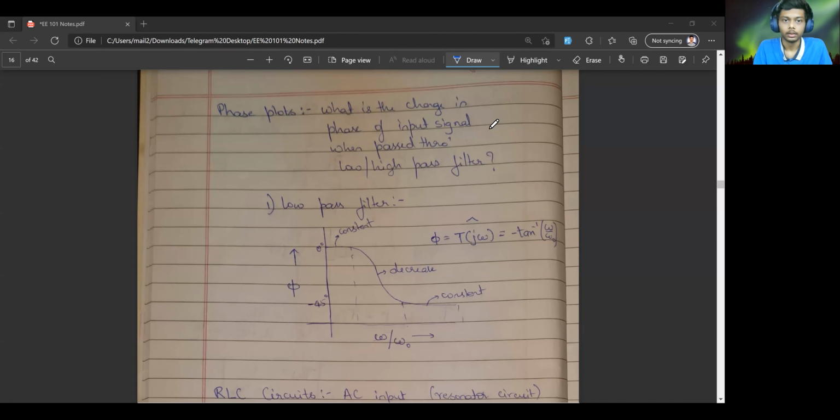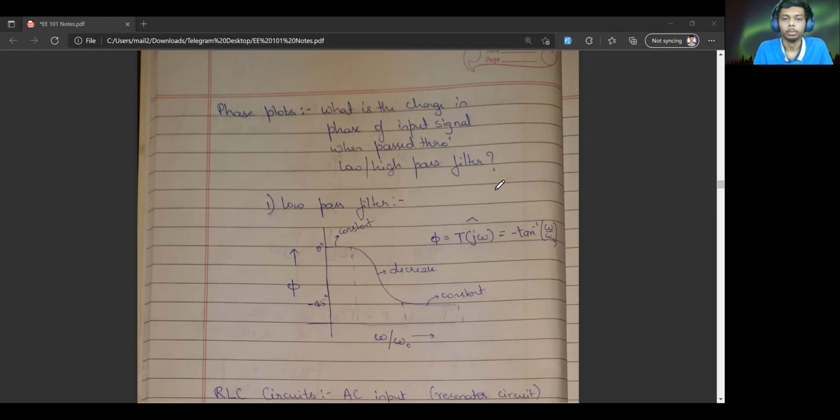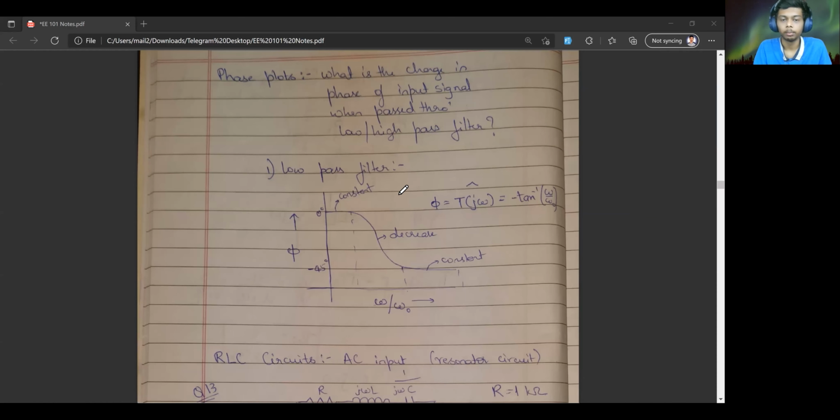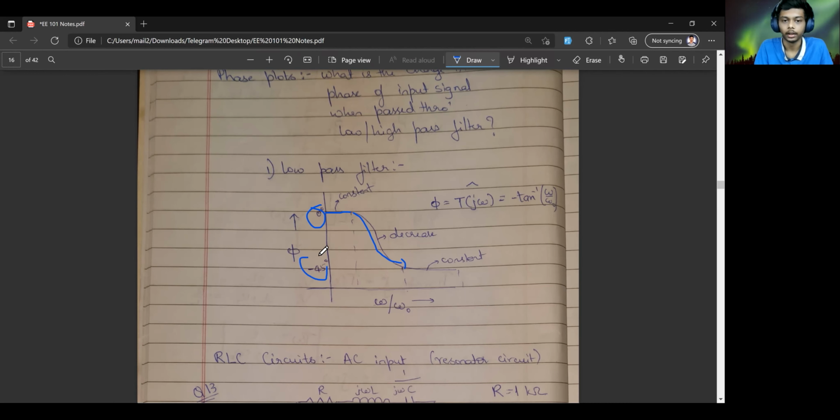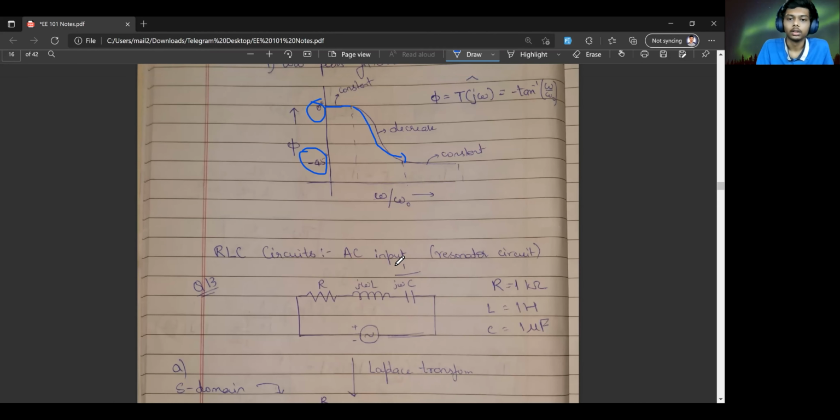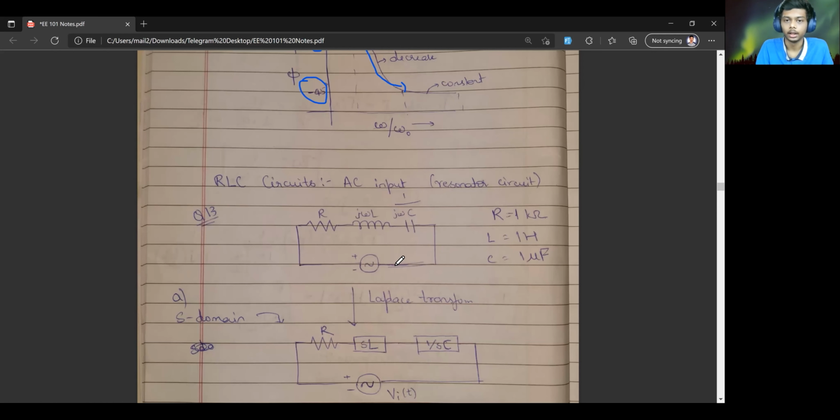Okay, so now moving on to the phase plots. We learned how to plot the frequency response curves for the circuits. Now let us learn how to plot the phase plots of the low pass and high pass filters. By phase plot we mean how the phase of the output signal changes with respect to the phase of the input signal. For a low pass filter at low frequencies, you get a phase difference between output and input of zero. But as you keep on increasing the frequency, you see a phase shift of minus 45 degrees.